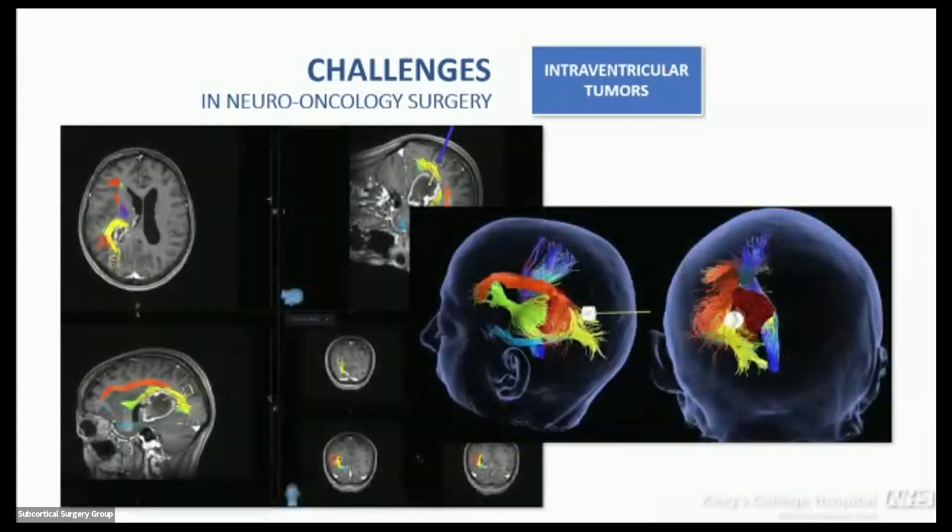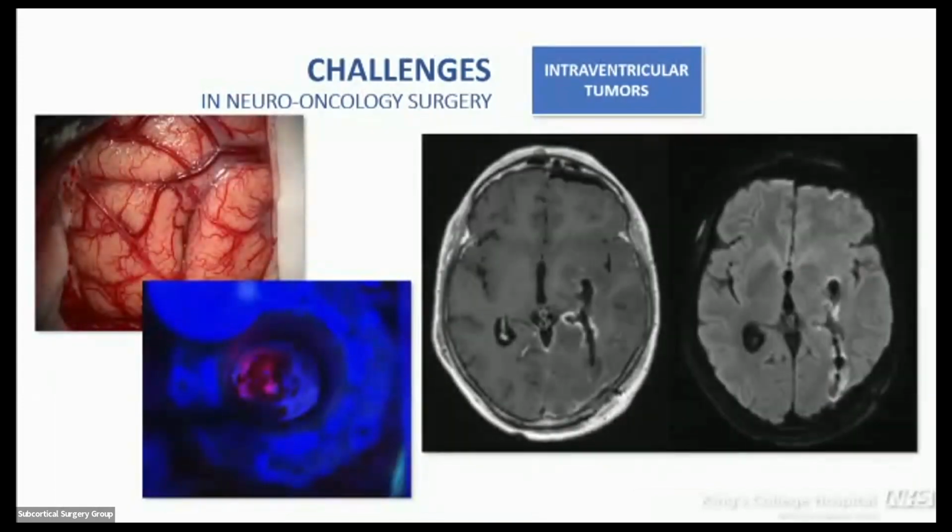Again, preoperative tractography, we identified all the important tracts. You can see the arcuate fasciculus, the optic radiation, the corticospinal tract. IPS was again the corridor of choice. You can see the tumor in the middle.